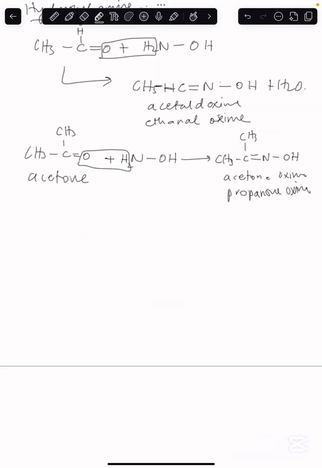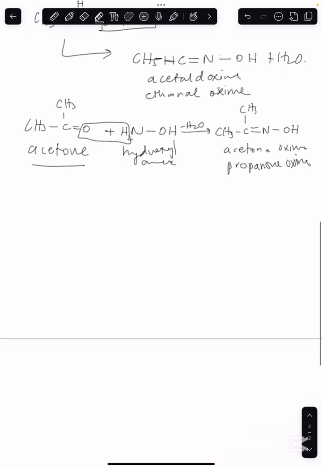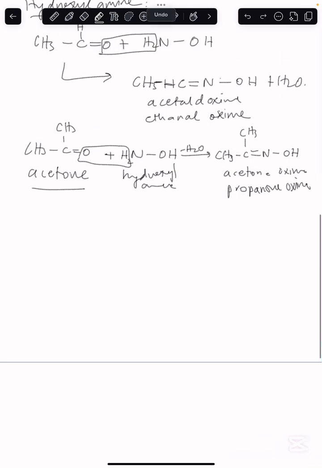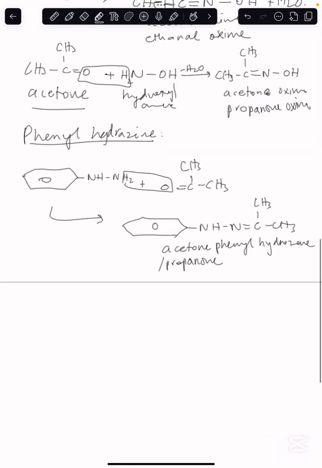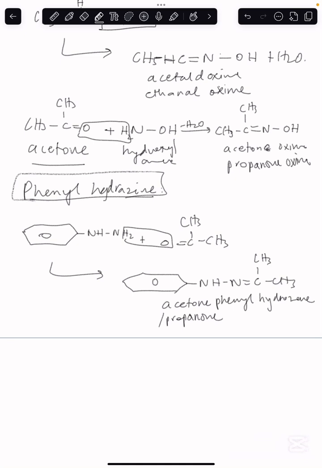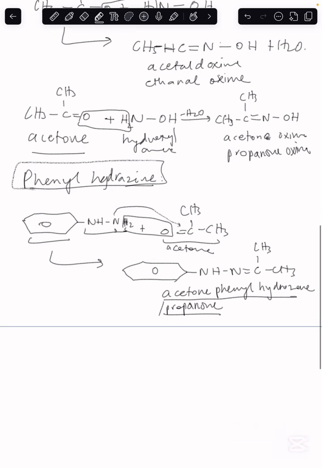Now the same thing happens with acetone. I used this hydroxylamine and combined the oxygen and the hydrogen here, and then the byproduct water will be formed over here, and then it will form acetone oxime or propanone oxime. Same goes with phenylhydrazine. Here is the phenyl group, this is the hydrazine group, and now it will react with acetone. The oxygen will be removed, the H2 will be removed from the hydrazine group. Now this will make bonds with this, and then it will form acetone phenylhydrazone or propanone phenylhydrazone.